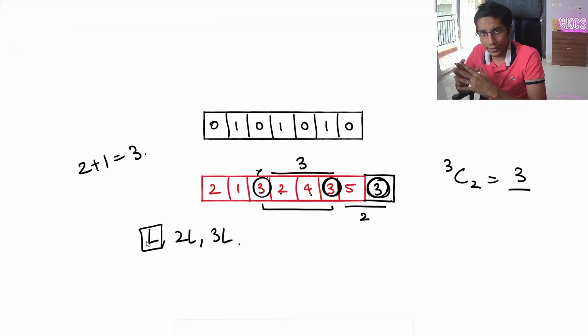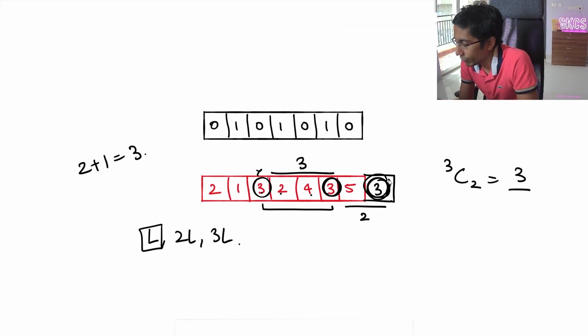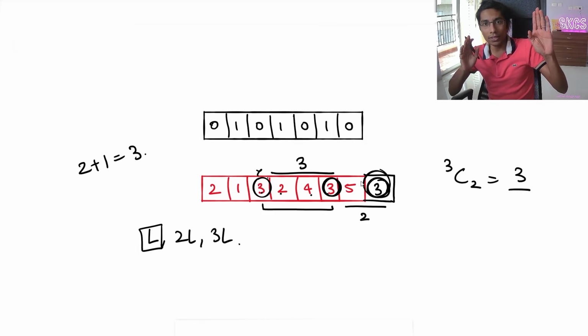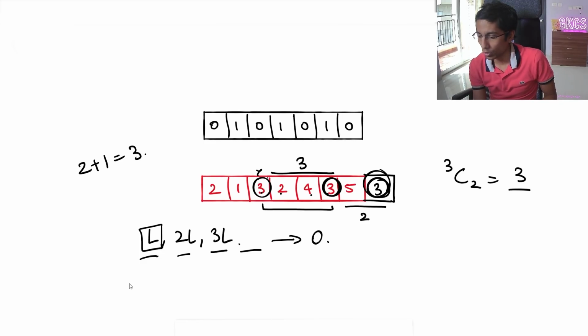So the way to avoid this is to only compare this prefix sum with elements having distance L or 2L or 3L or so on. Okay, and what does this give you? This gives you a remainder with L. So in our case, if you take L divided by L, it gives you a remainder 0. 2L divided by L gives you a remainder of 0. So that is remainder 0.